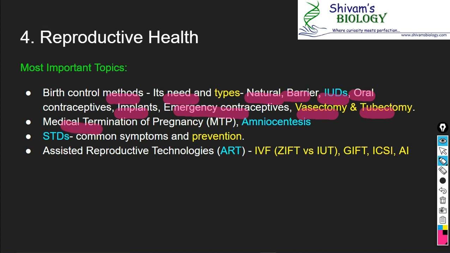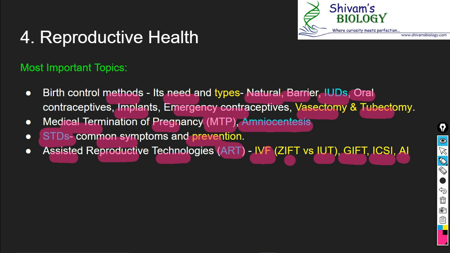Next, the medical termination of pregnancy, that is MTP, is very important, and amniocentesis is important. STDs, that are sexually transmitted diseases, their common symptoms and prevention, these are important. Assisted reproductive technologies, ART, that include various types of technologies like IVF, ZIFT versus IUT, GIFT, ICSI, and artificial insemination. These are important topics of this chapter. Let's proceed further.